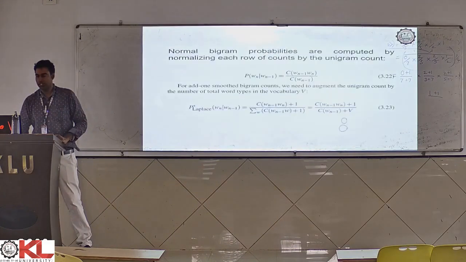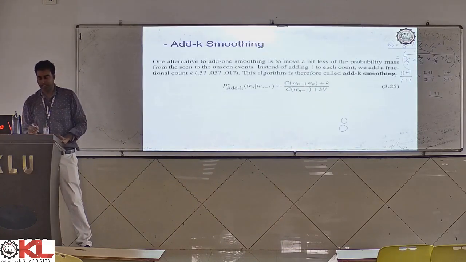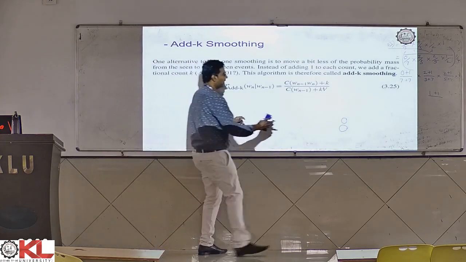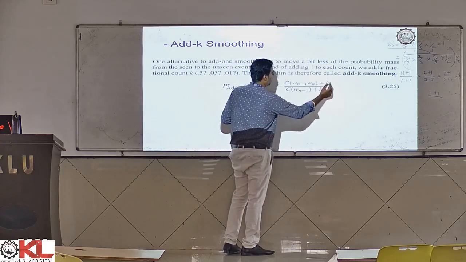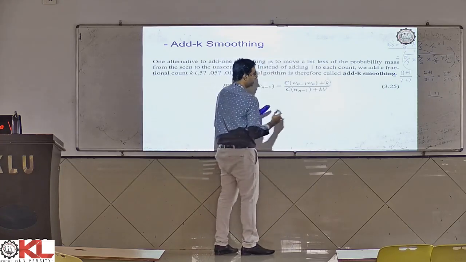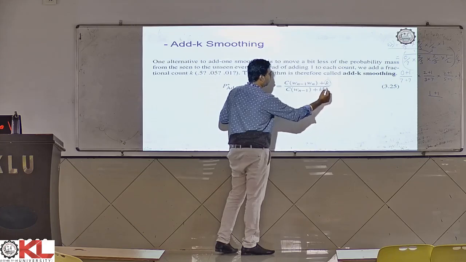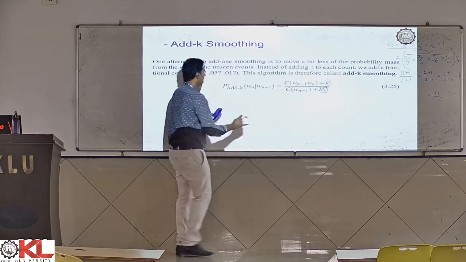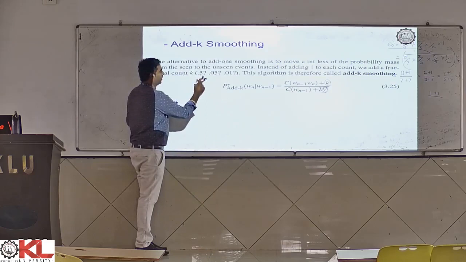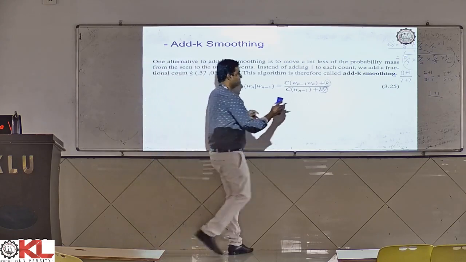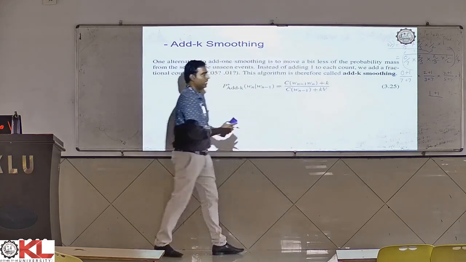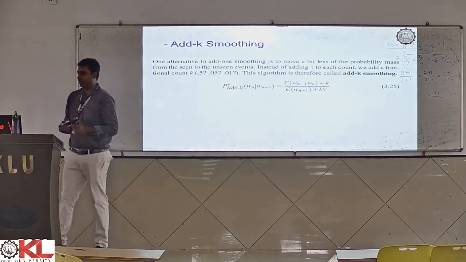The next approach is add-k smoothing. That means instead of adding 1, we are going to add some value called k. Instead of adding 1 in the numerator, we add the value k. Similarly, instead of adding the number of unique words V directly, we add k times V. What will k be? It will be small fractional values, like 0.5, 0.05, 0.01. We call this the add-k smoothing approach.